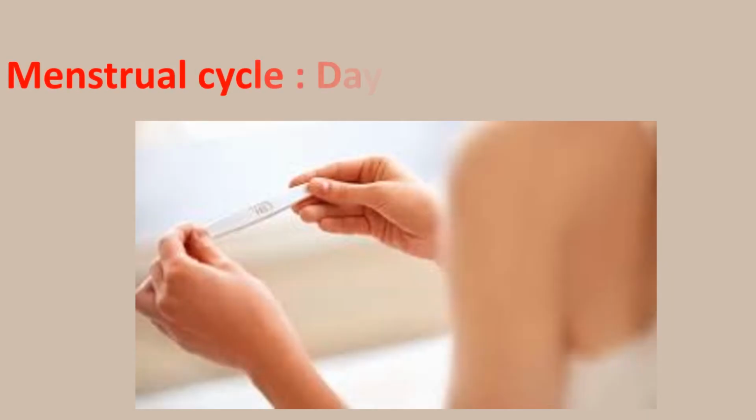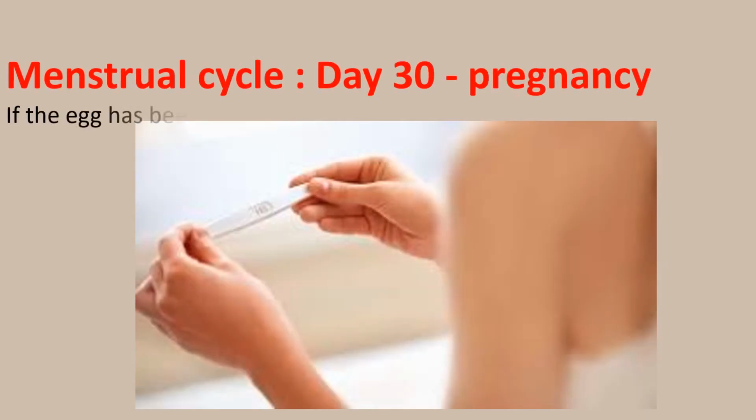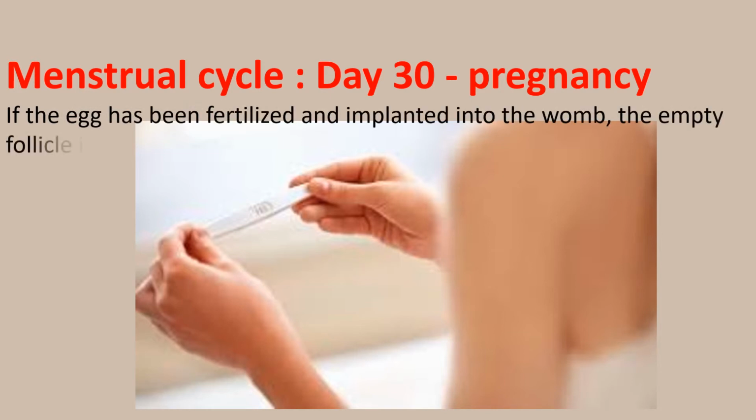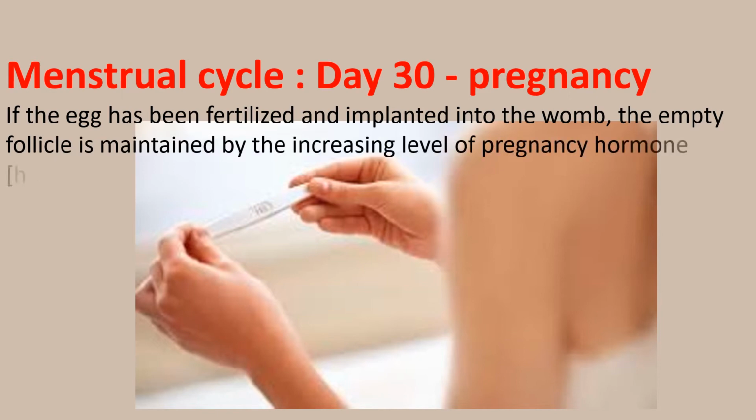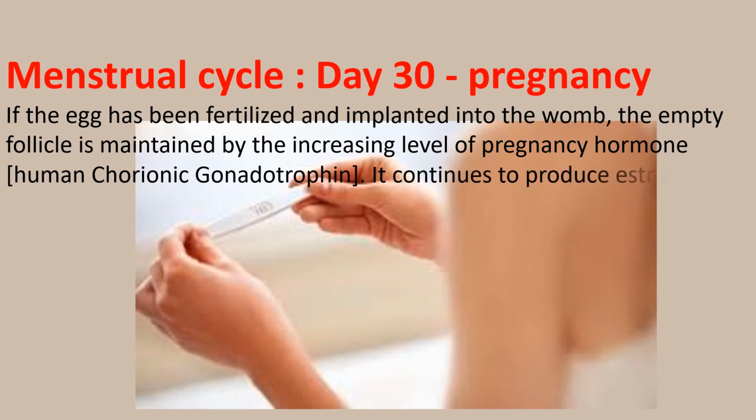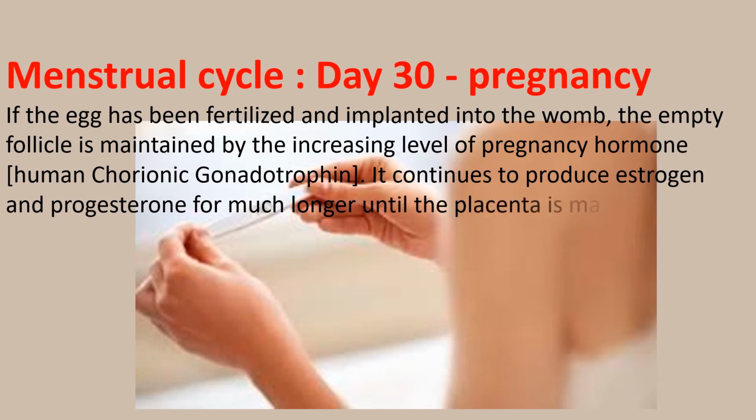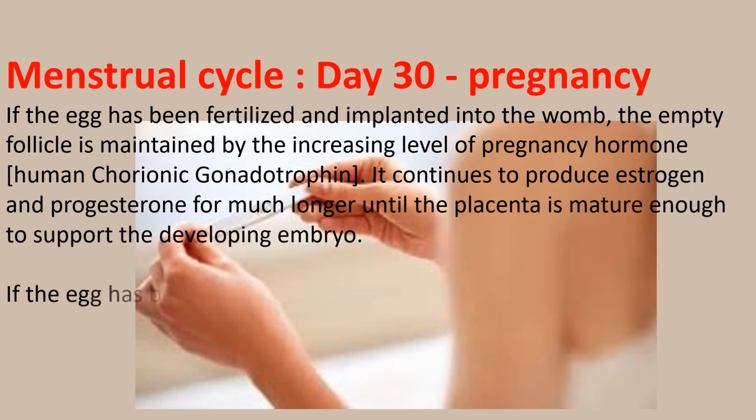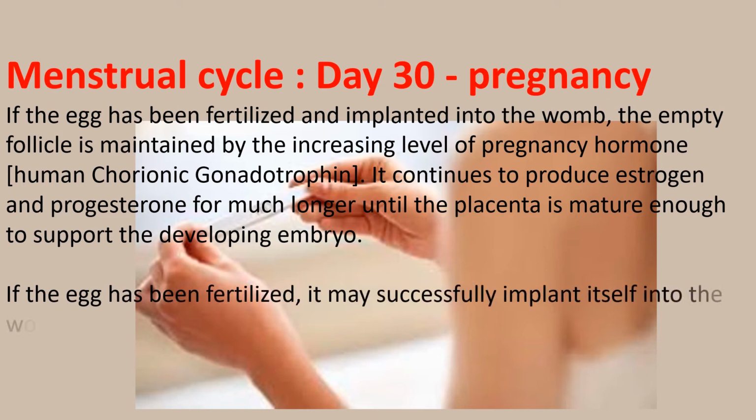Menstrual cycle, day 30, pregnancy. If the egg has been fertilized and implanted into the womb, the empty follicle is maintained by the increasing level of pregnancy hormone human chorionic gonadotrophin. It continues to produce estrogen and progesterone for much longer, until the placenta is mature enough to support the developing embryo. If the egg has been fertilized, it may successfully implant itself into the womb lining. This usually takes place about a week after fertilization.